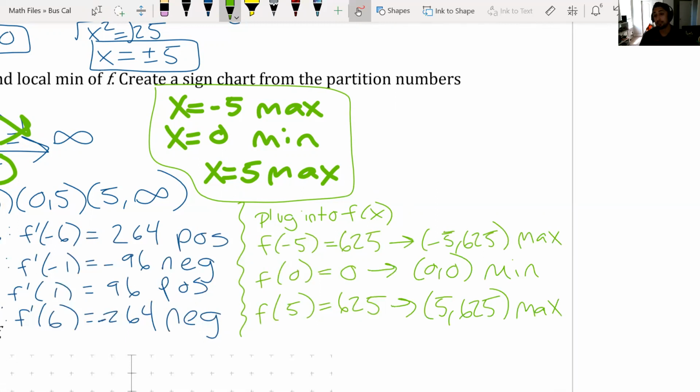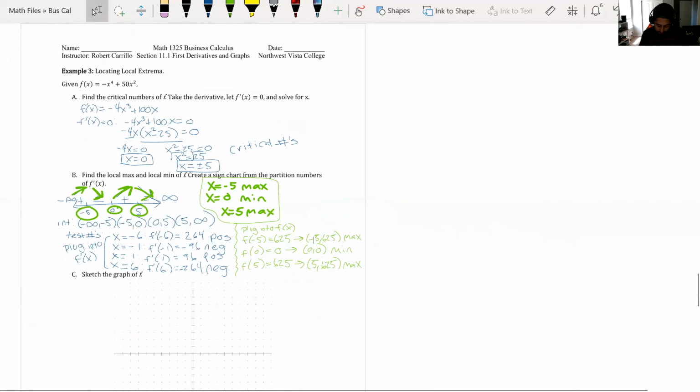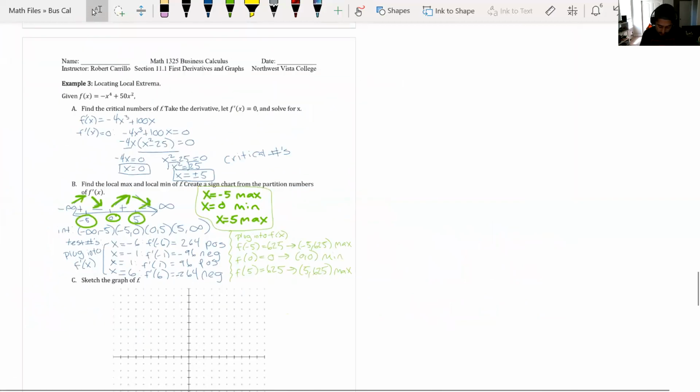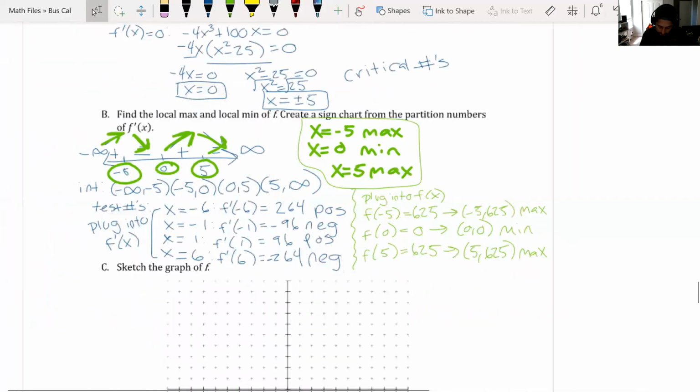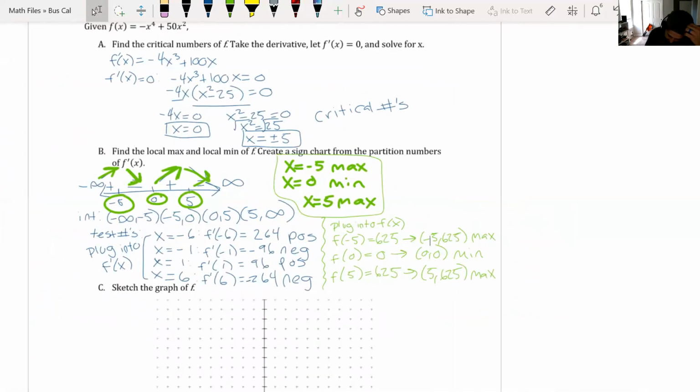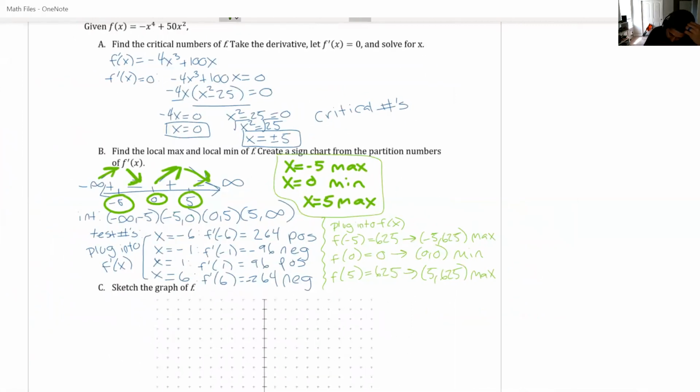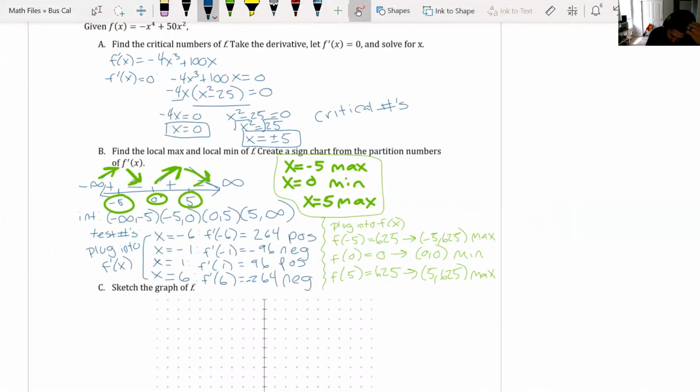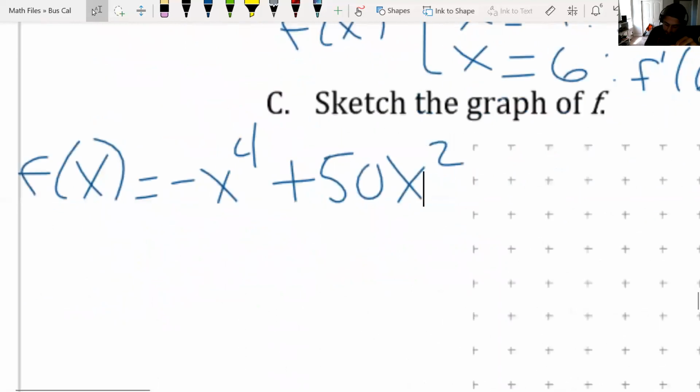Okay. Let's plot. Let's see what we need. Again, I'm going to write the original function. Let's see what x-intercepts I can possibly get out of this. f of x equals -x to the 4th plus 50x squared. Okay, let's look for x-intercepts.